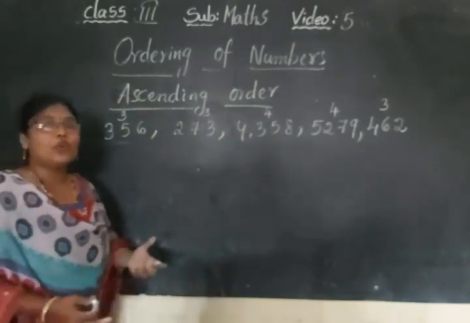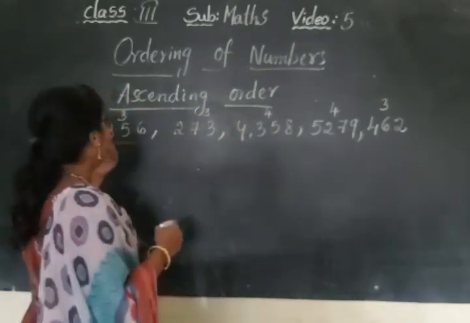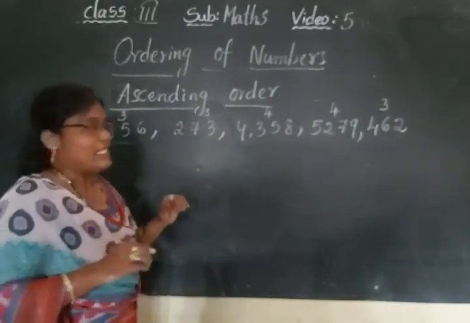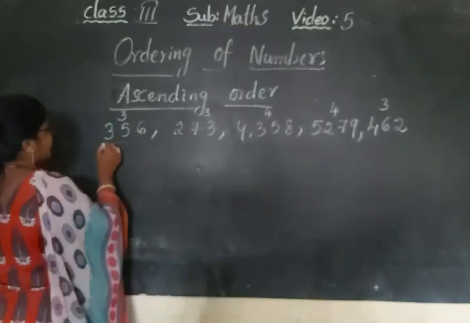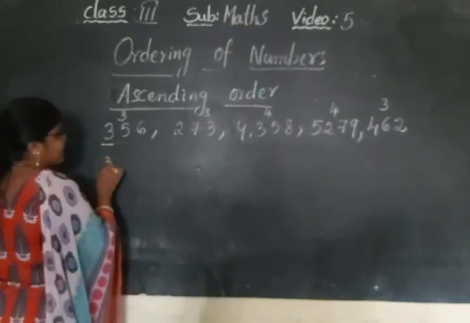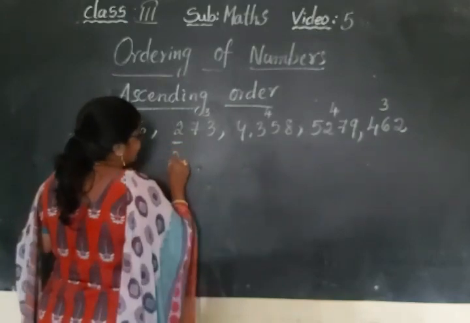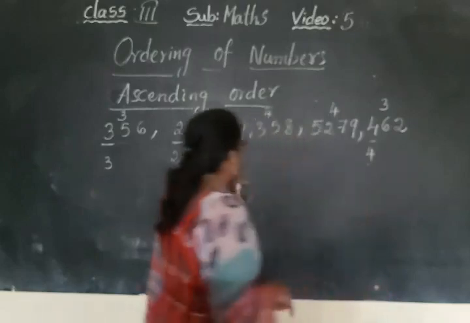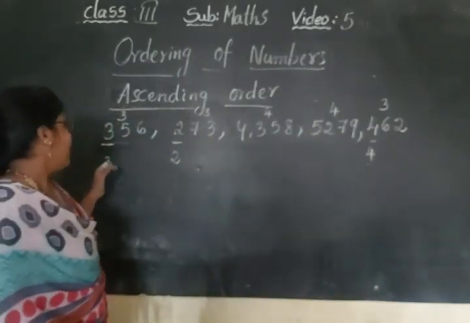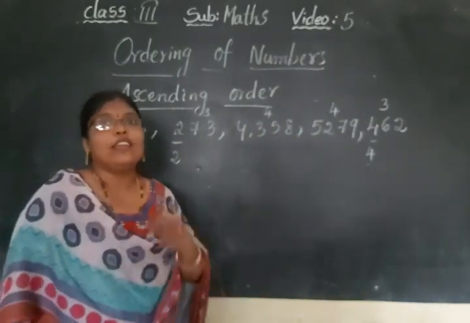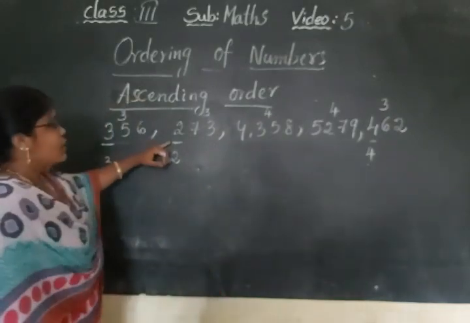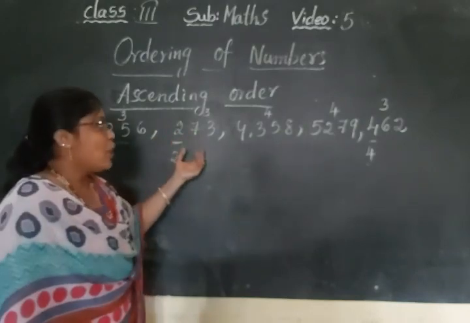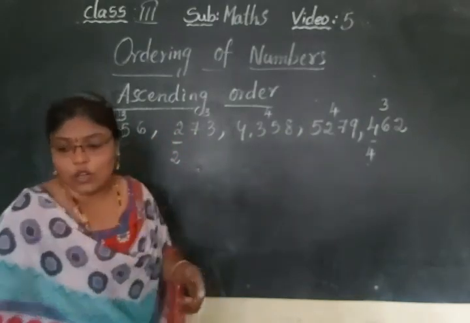Now what we have to do? Let's move on to the next rule, which is that we have to compare the first digits. So here, what is the first digit? 3 here and we have 2 here, and in the 3-digit number here we have 4. What is the small number? 2, 3 or 4? Yes, 2. So what is the first number, children? 273 is the smallest number among all these.